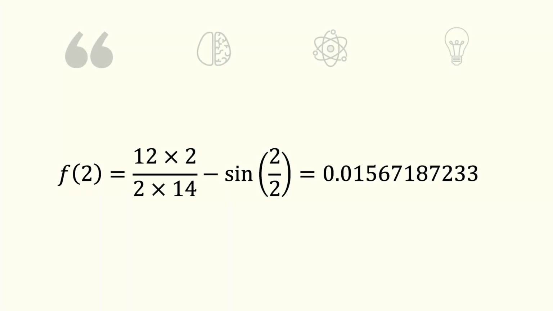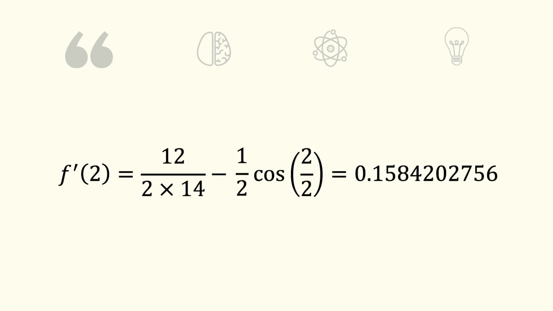f of 2, because theta is 2, is going to be 12 times 2 divided by 2 times 14, minus sine of 2 on 2. That's going to be 0.01567187233. Remember, we want this function to be as close as possible to 0, and then we iterate it and hopefully get even closer. At 0.01567, we're already very close to 0, which is nice. Now consider f dash of 2. Well, f dash of 2 is going to be 12 divided by 2 times 14, minus a half cosine of 2 on 2, and that's 0.158, etc.